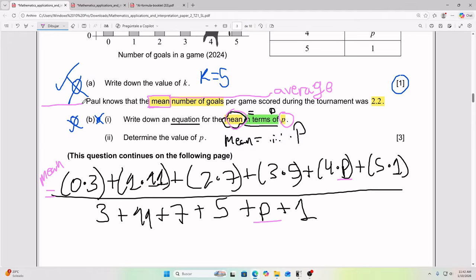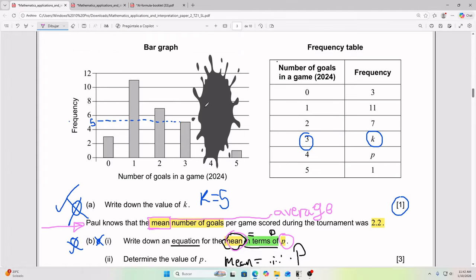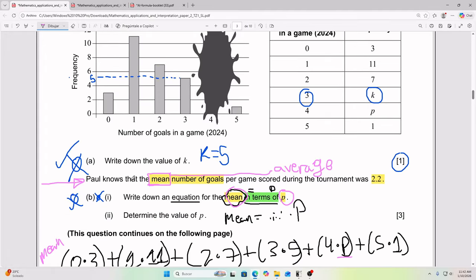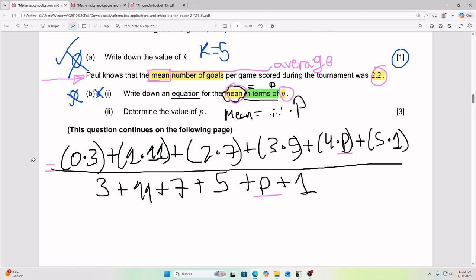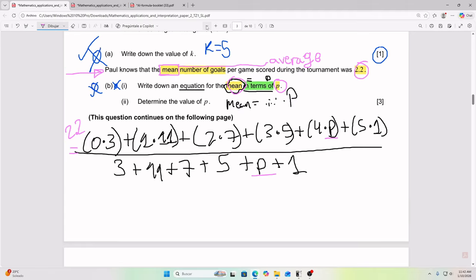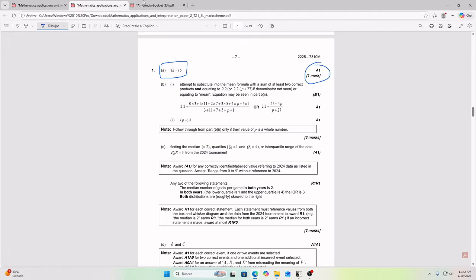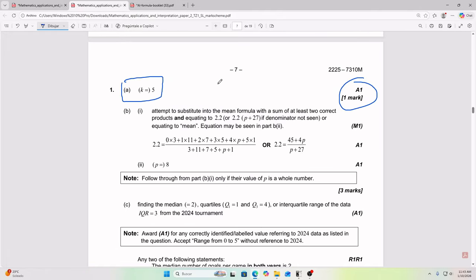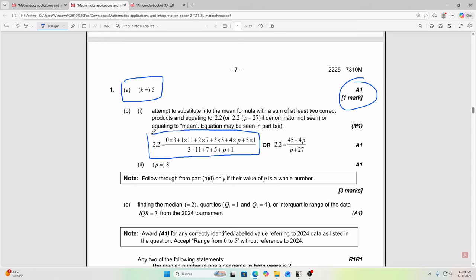Unfortunately, here Polly tells us from somewhere that although they spelled gecko all over the bar graph, we have mean equals 2.2. And so here we can write down 2.2 equals this thing here. Yeah, perfect. So that would be our equation for the mean in terms of p. And as we can see here, that is exactly what occurred. So 2.2 equals this entire massive thing.